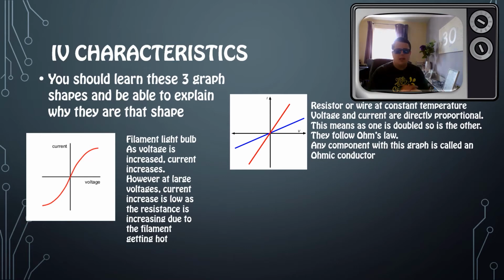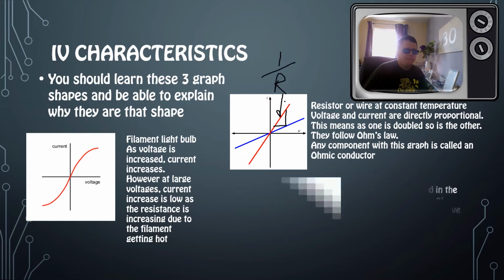If we have a resistor or a wire at constant temperature, then here voltage and current are directly proportional. This means that as one is doubled, so is the other. They will follow Ohm's law. Any component with a graph that looks like this, we call an ohmic conductor, and they follow Ohm's law. And the gradient of this line, how steep it is, the gradient here will be 1 divided by the resistance, which is quite useful to know.